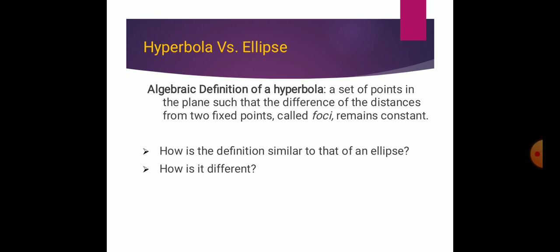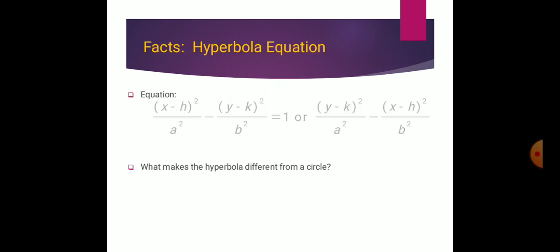Algebraic definition of a hyperbola: a set of points in the plane such that the difference in the distances to the foci remains constant. How is the definition similar to that of an ellipse? How is it different?